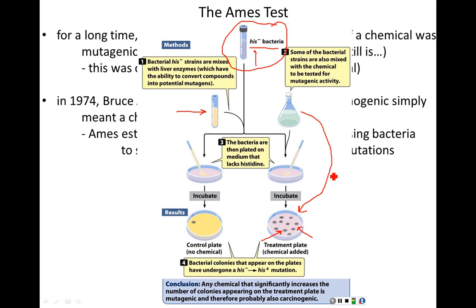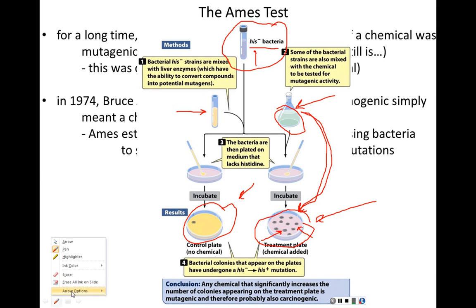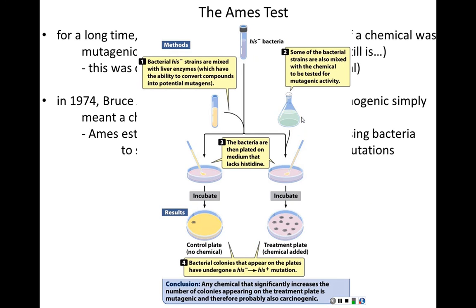And what does it mean, then, if you get a lot more suppressor mutations on this plate versus this plate? That means you got a lot more mutations on this plate versus this plate. And why did you get more mutations here as opposed to here? Because of the chemical that you grew the cells in. This chemical is inducing mutations. Some of those mutations are benefiting the organism and allowing them to grow on media lacking histidine. That means that the chemical is mutagenic. And if it's mutagenic, it's most likely carcinogenic.